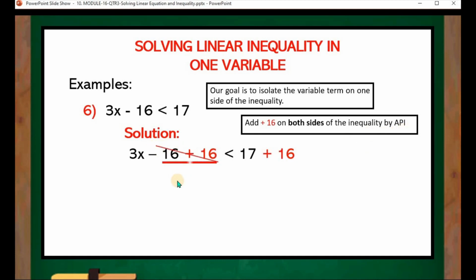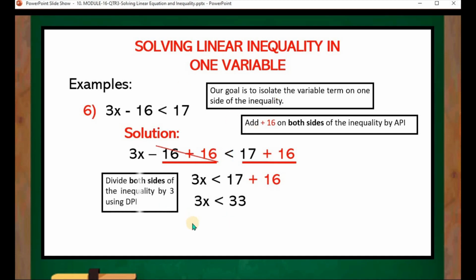So, ang natira na lang ay si 3x is less than 17 plus 16, and so that is less than 33. Now, katulad ng ginawa ko, kung sa equation may DPE, dito naman may DPI, division property of inequality. So, ang aim natin, ulitin ko pag may katabi pa si x, hindi pa yan final answer. Kailangan mag-isa na lang siya. Kailangan maramdaman niya paano maging mag-isa. Okay? So, divide both side by 3, para ma-divide natin to.